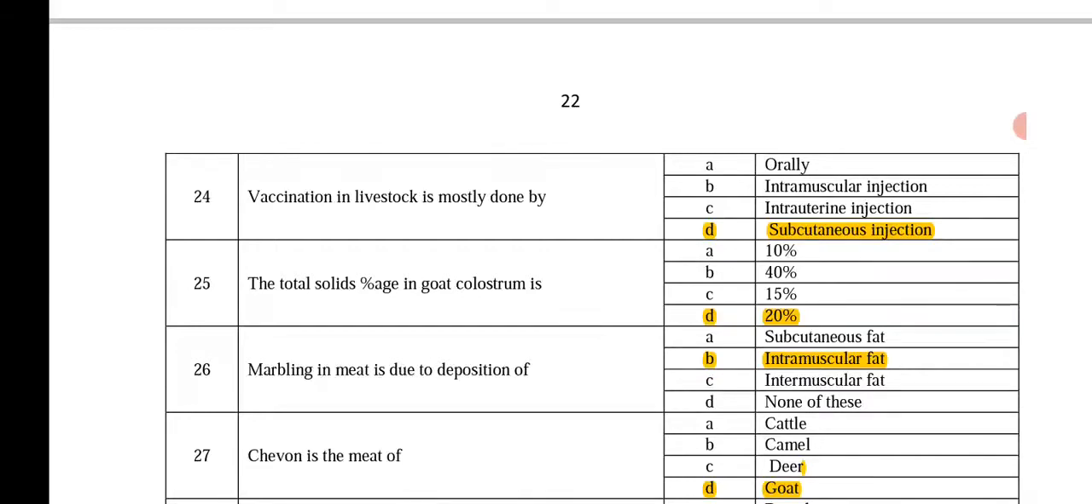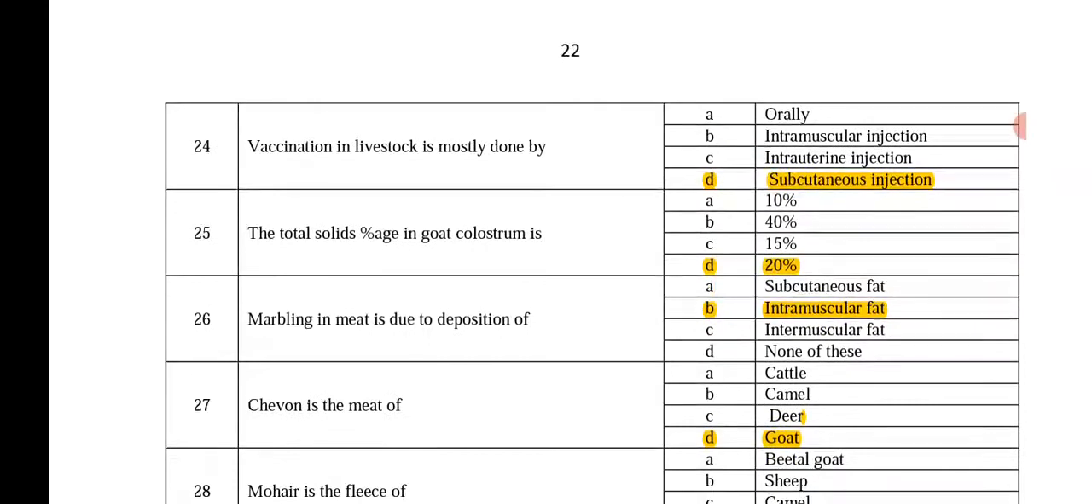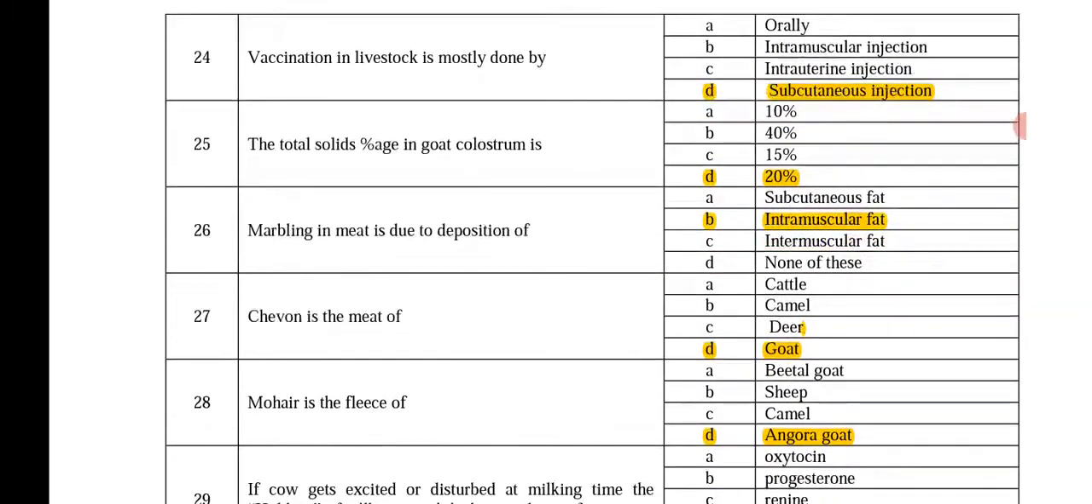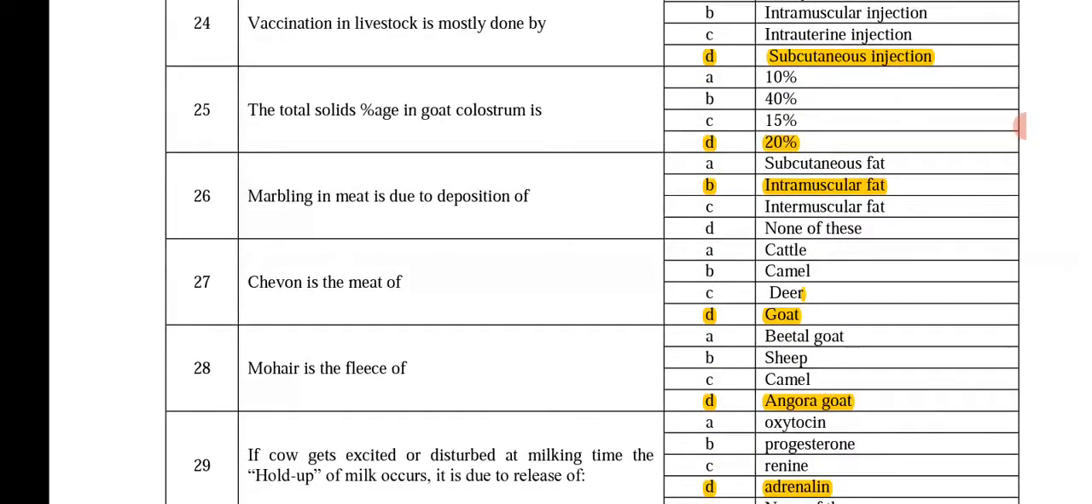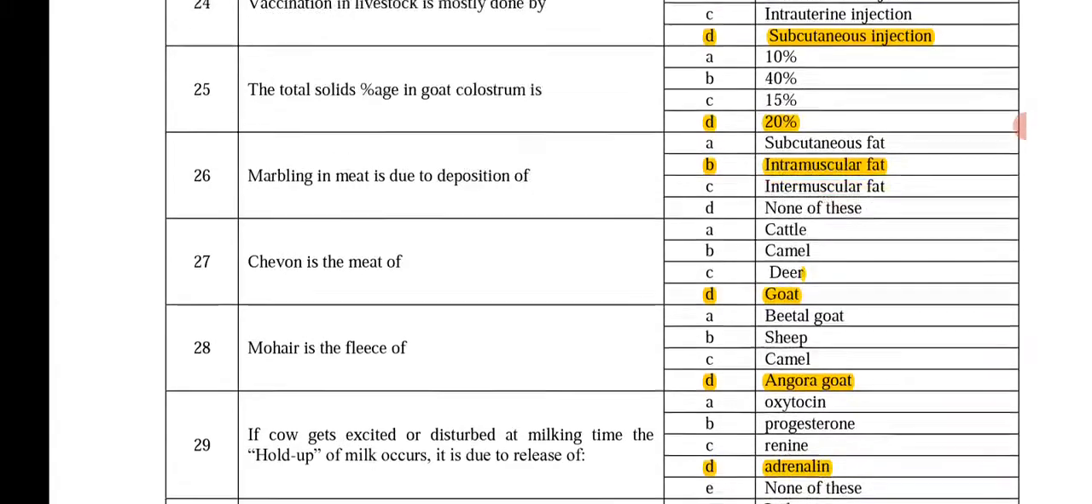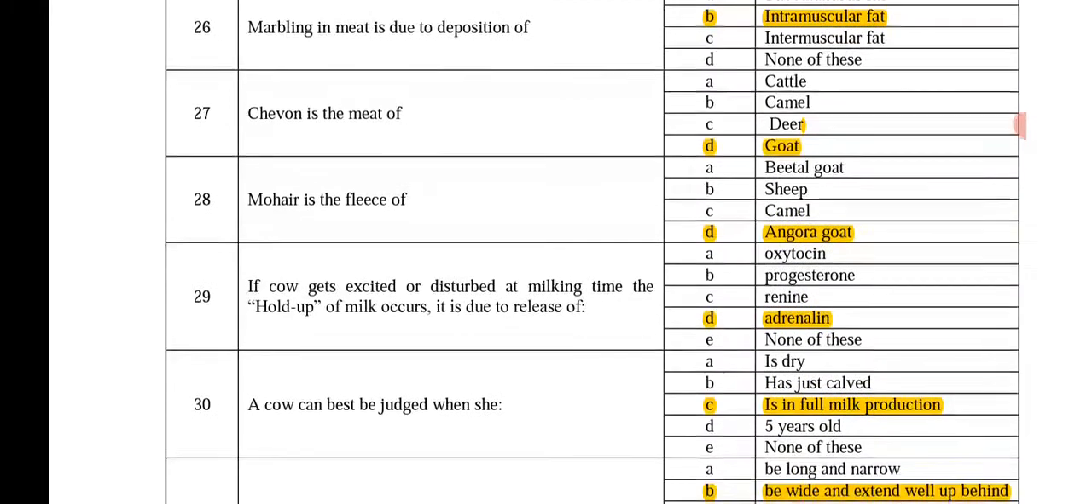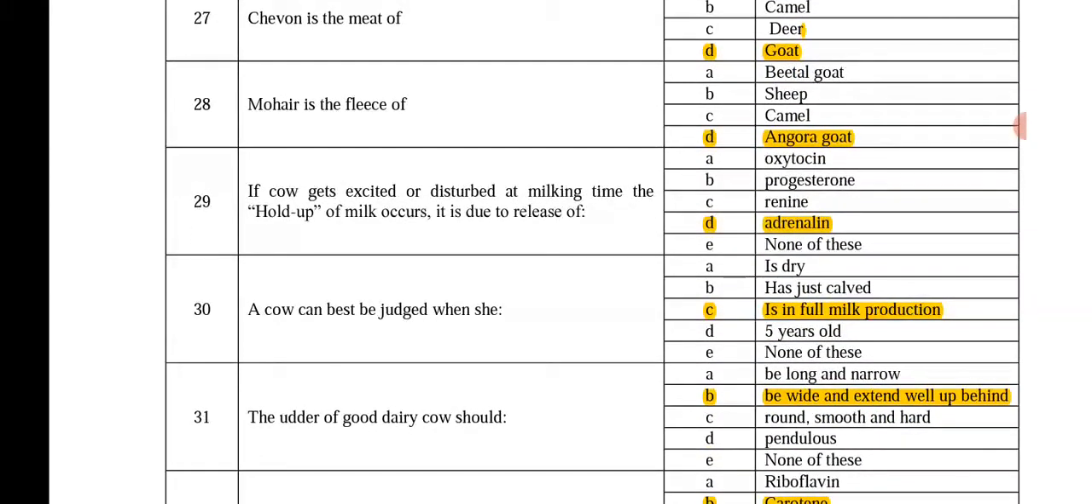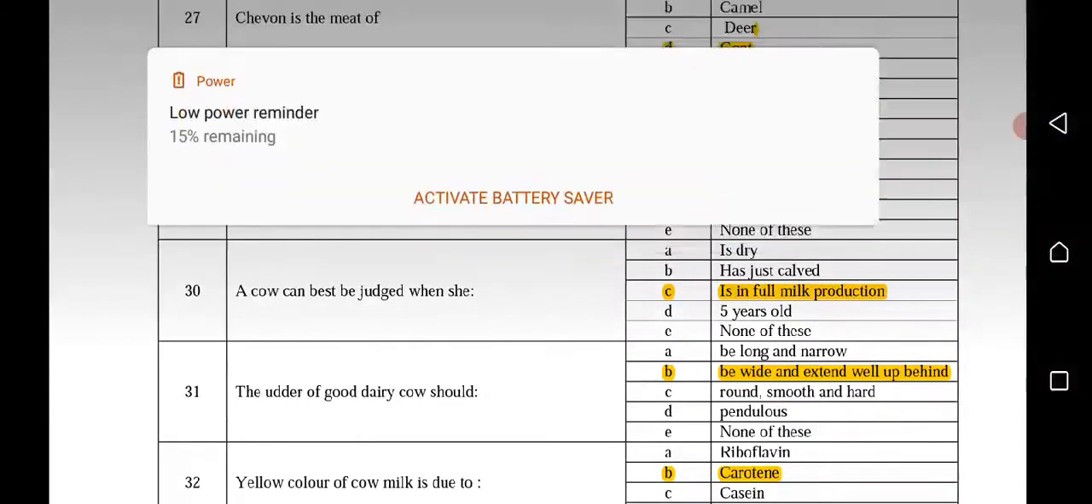The total solid percentage of goat colostrum is 20%. Marbling in meat is due to deposition of intramuscular fat. Chevon is the meat of goat. Mohair is the fleece of Angora goat. In cow, if cow gets excited or disturbed at milking time, the hold up of milk occurs. It is due to release of adrenaline.